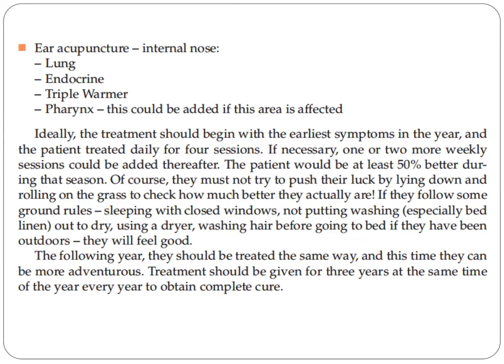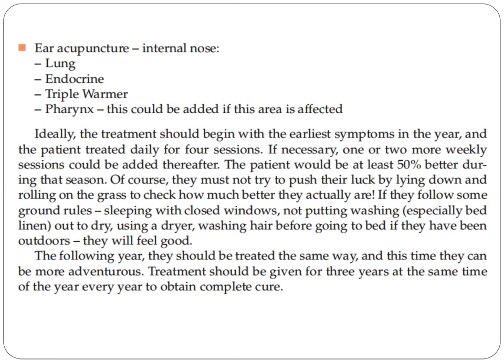Ideally, the treatment should begin with the earliest symptoms in the year and the patient treated daily for 4 sessions. If necessary, 1 or 2 more weekly sessions could be added thereafter. The patient would be at least 50% better during the season. Of course, they must not try to push their luck by lying down and rolling on the grass to check how much better they actually are.